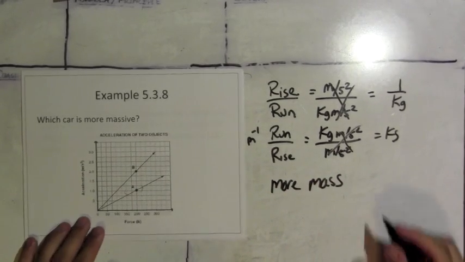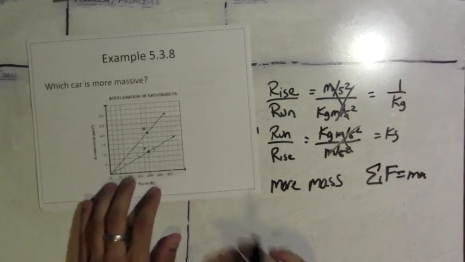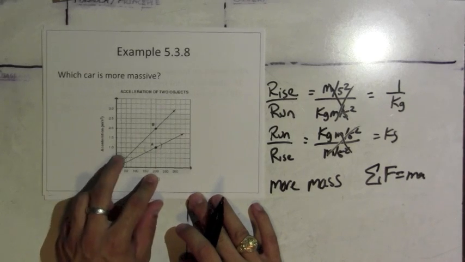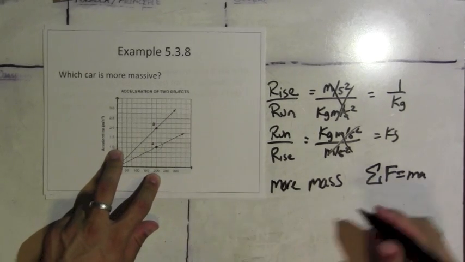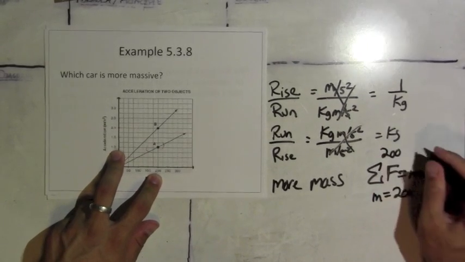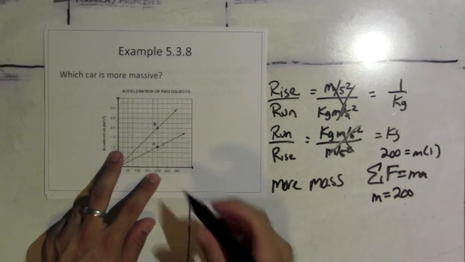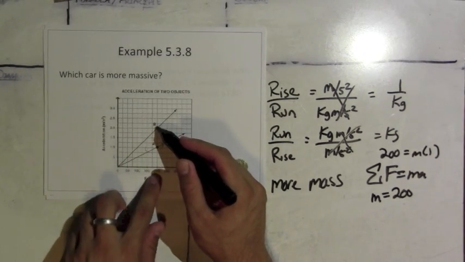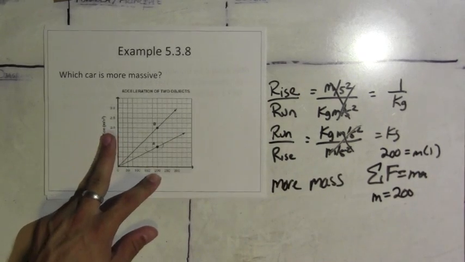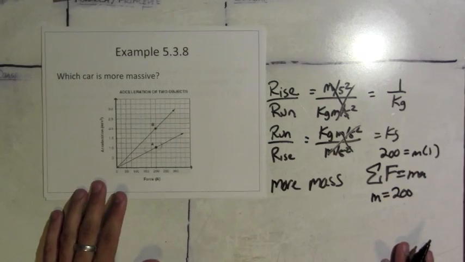Now you can actually do this. You can plug in experimental values into F equals ma. You can come to this point A, and say, okay, what if I look at A and I have a force of 200 and an acceleration of 1? That would mean that the mass would have to be 200, because I'd have 200 equals mass times 1. And then I could look at this point right here on B and say 200, 2. That means that my mass value would have to be less. It'd be 100. So there's lots of different ways of being able to solve this problem.